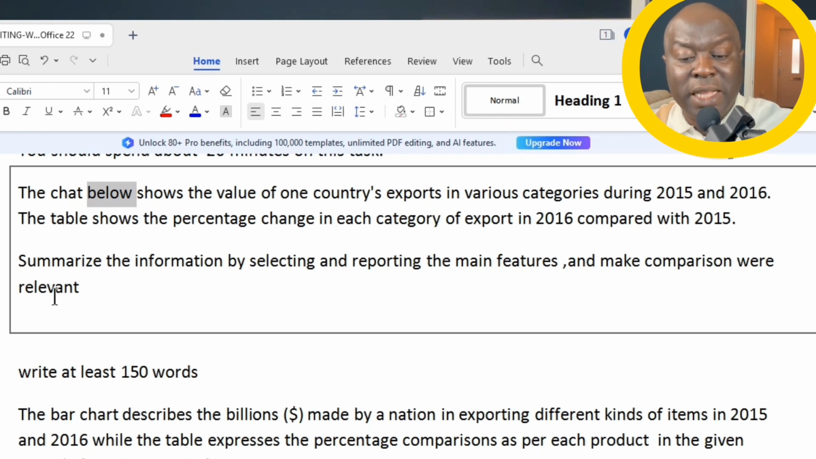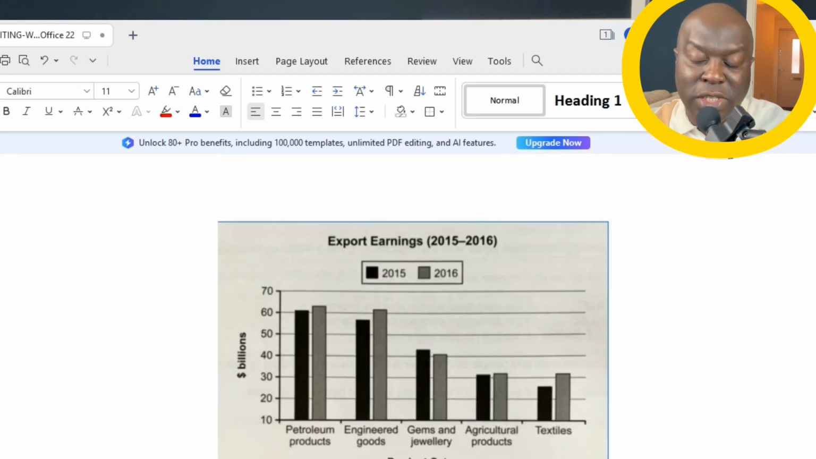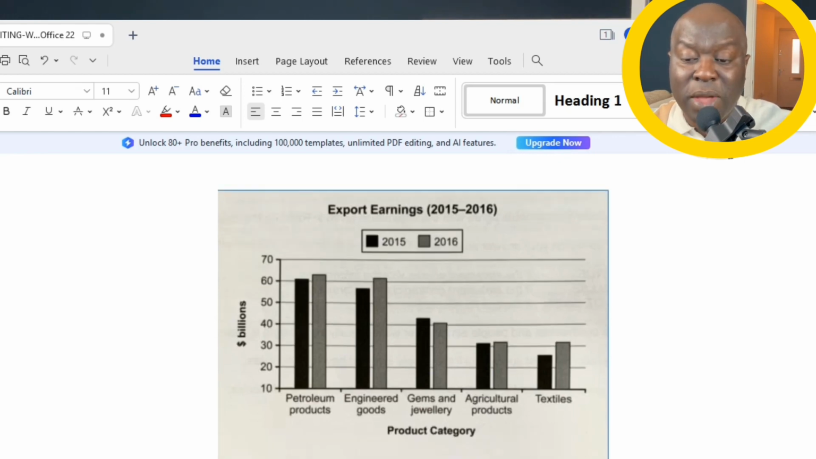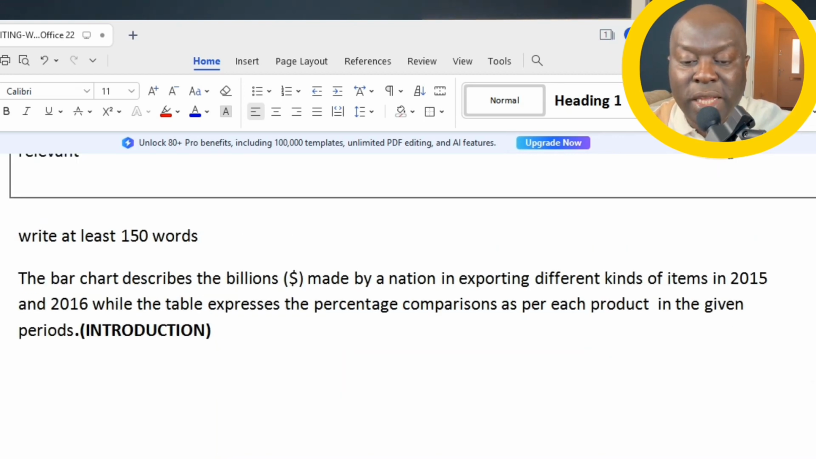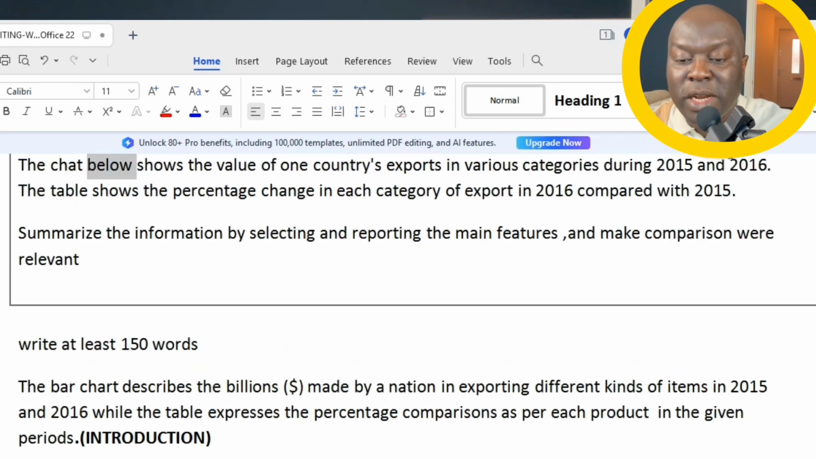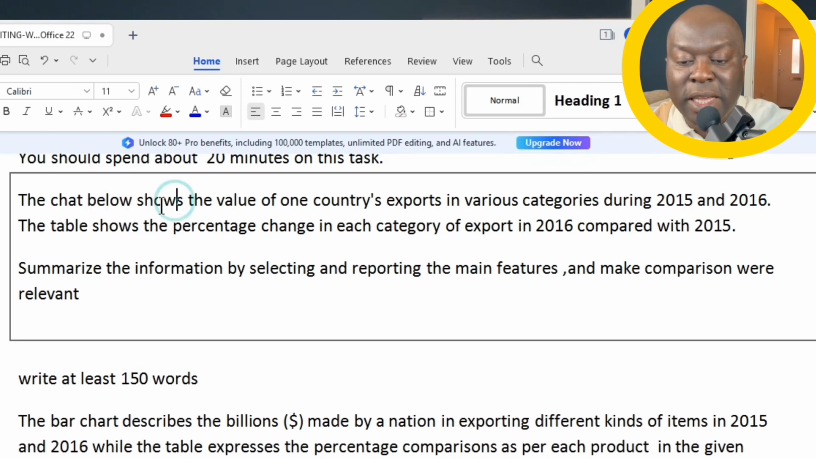Now, if you look at the chart here, I say the bar chart. The reason is that I looked at this visual, and I noticed that it's not just a chart. It's not a pie chart, but it is a bar chart or bar graph. So I went back to my introduction to say that the bar chart describes. Why did I use the word describes? Because the prompt says shows, and I said describes.